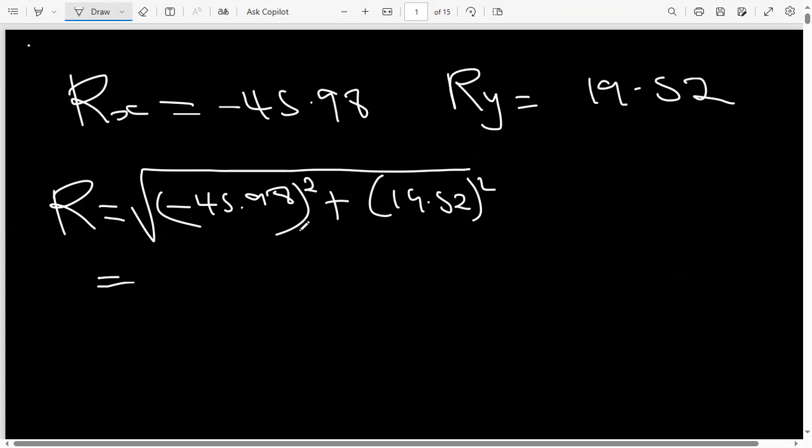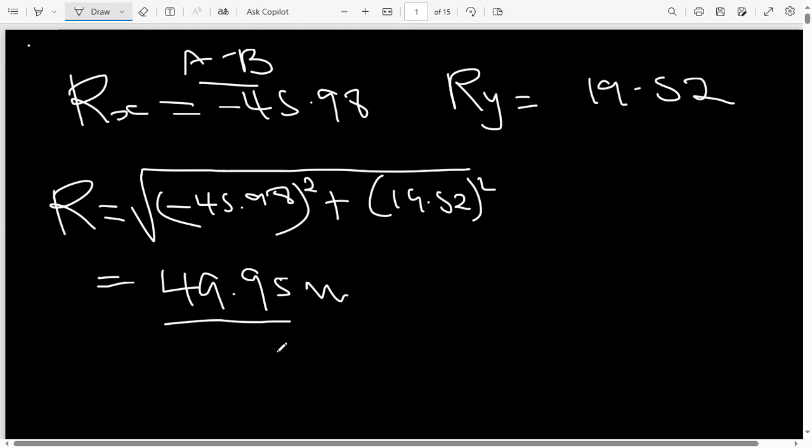Okay, and then what are we going to have? So I have the square root of open brackets, I put the minus 45.98 close squared plus open brackets 19.52 close squared. So what I'm getting here is 49.95 if I round it off to 2 decimal places according to my calculator. So this will be the magnitude of the resultant A minus B.